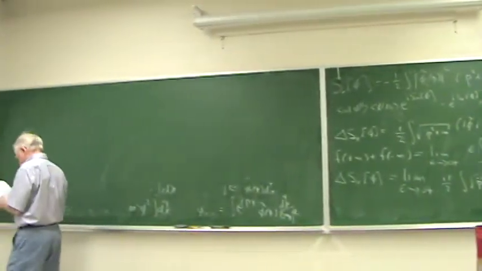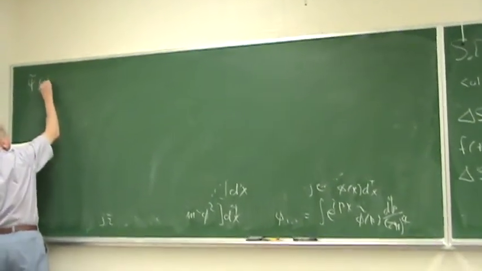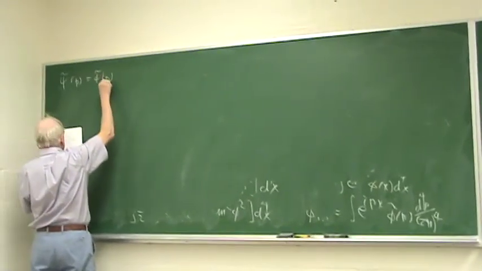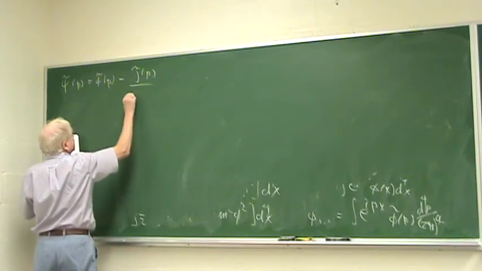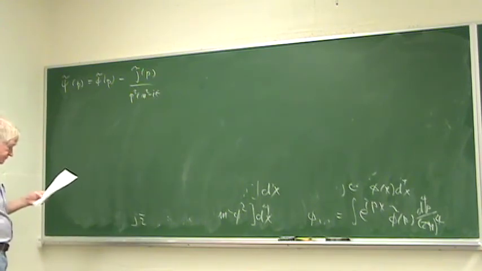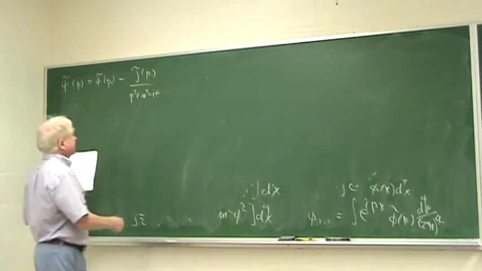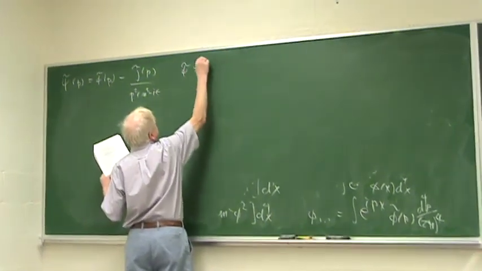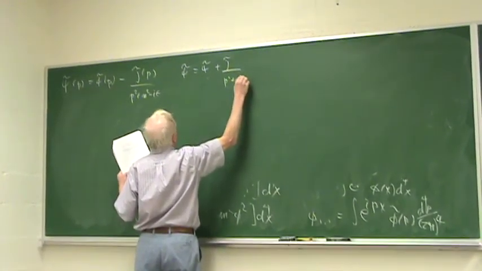I think it's simpler to do what I'm doing, though. I think it's much simpler. So I'm letting psi tilde of p equal phi tilde of p minus J tilde of p divided by p squared plus m squared minus i epsilon. Now we're going to substitute into that formula there. We're going to replace phi by psi. So in other words, phi tilde is going to be psi tilde plus J tilde over p squared plus m squared minus i epsilon.